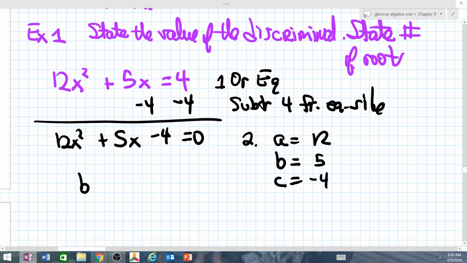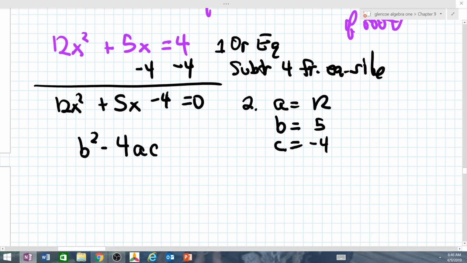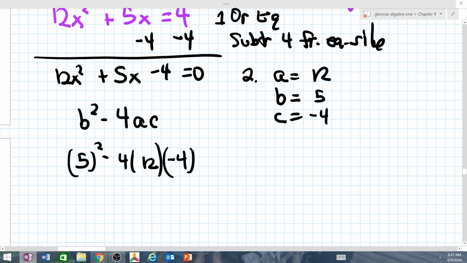So we're going to plug those numbers in to b squared minus 4ac. Then depending upon what we get for an answer, that will be the value of the discriminant. Then based on if that number equals 0, is less than 0, or greater than 0, will determine the number of roots. So this becomes 5 squared minus 4 times 12 times negative 4. Okay, so 5 squared is 25.